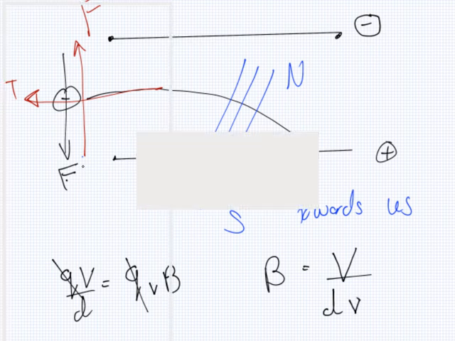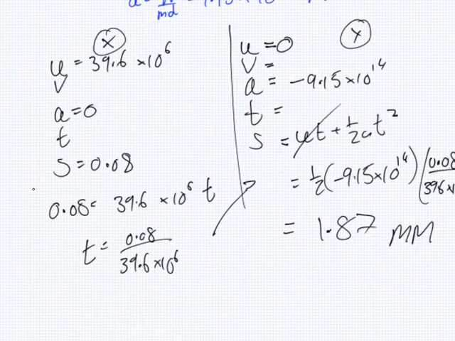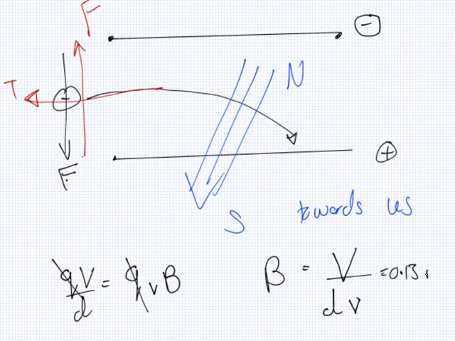Now, do we know the voltage? We definitely do. And do we know the distance between the plates? We do. It's 2.5, wasn't it? Do we know the velocity? It was 39.6 times 10 to the... What was it previously? 10 to the 6. So the B is this. Now I'm going to put this in milli. 0.13 millitesla.